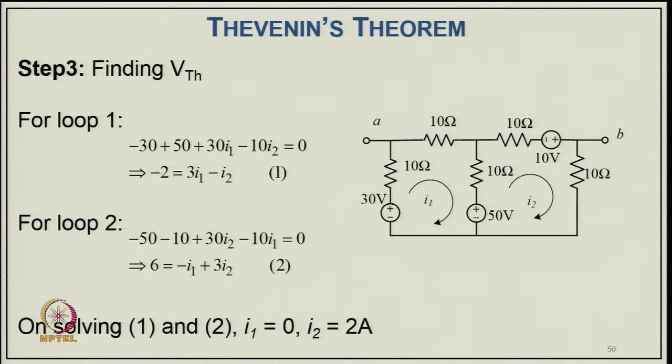For loop 2, we can write the equation here, with the current going into the minus terminal. So minus 50, and here also minus 10, equals 30 total resistance, so 30 I2 in the path, minus 10 I1. This gives the relation 6 equals minus I1 plus 3 I2. Solving these two equations, we get I1 equal to 0 and I2 equal to 2 ampere.